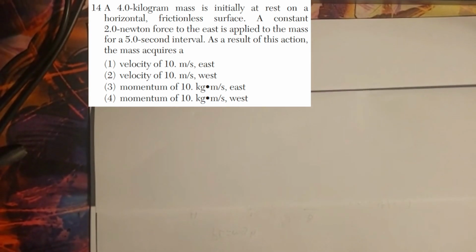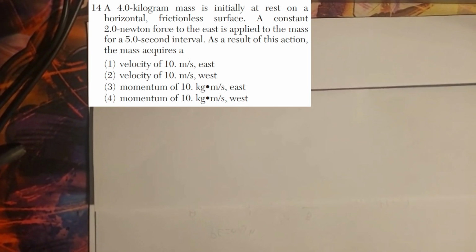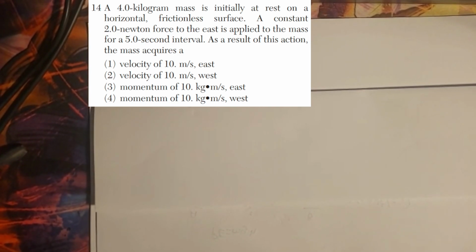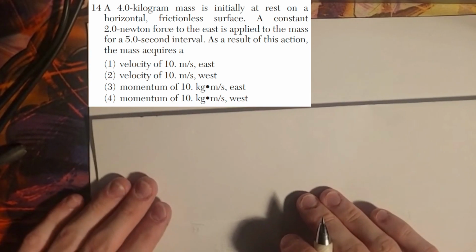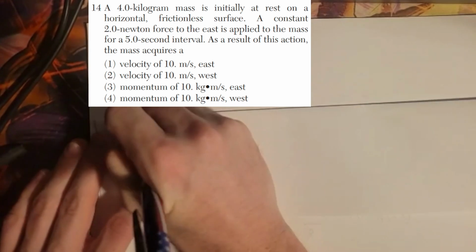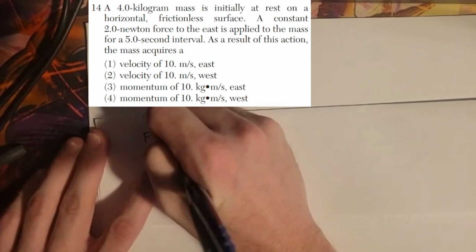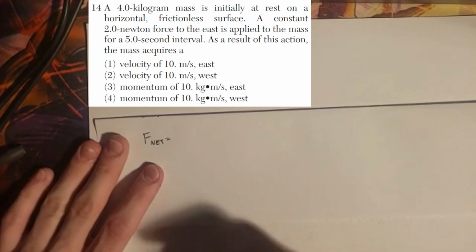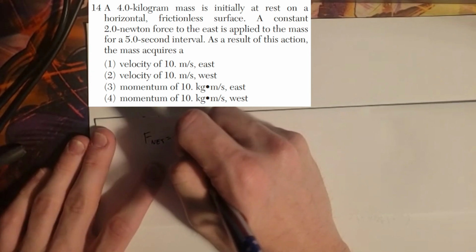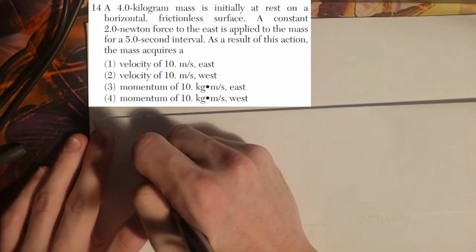A constant 2 Newton force to the east is applied to the mass for a 5-second interval. As a result of this action, the mass acquires a blank. So what you need to remember here is that if you see a force, specifically the only force, a net force, or in other words only one force mentioned, and you also are given a time, think about impulse.